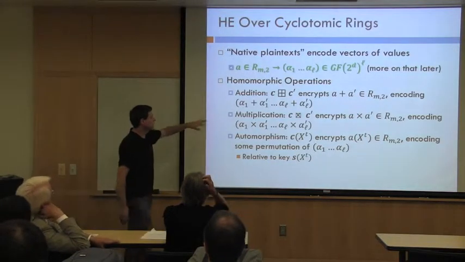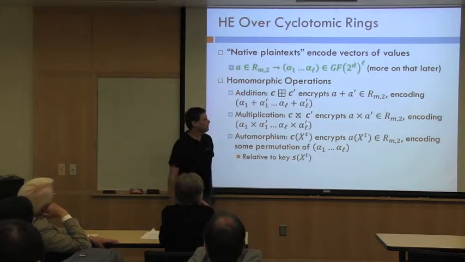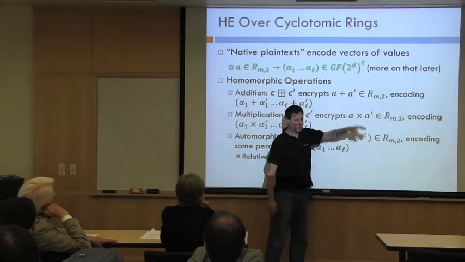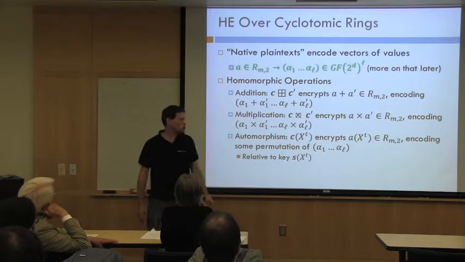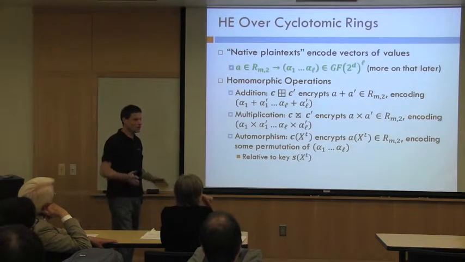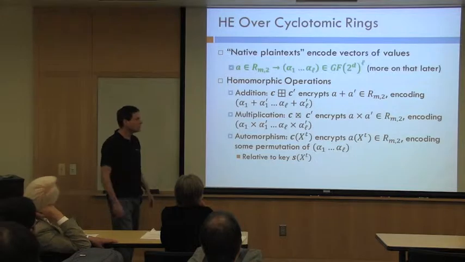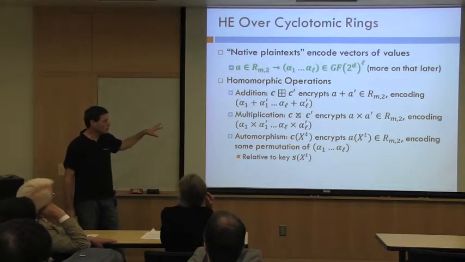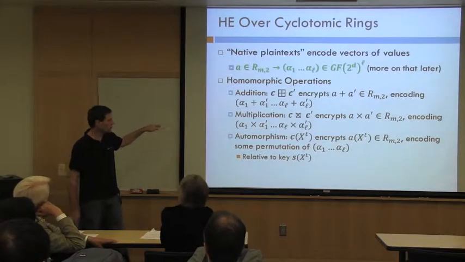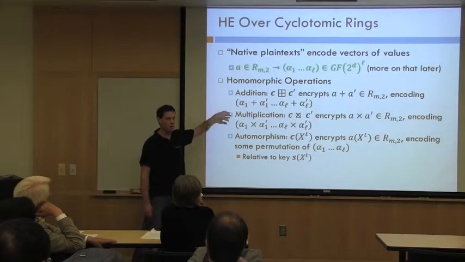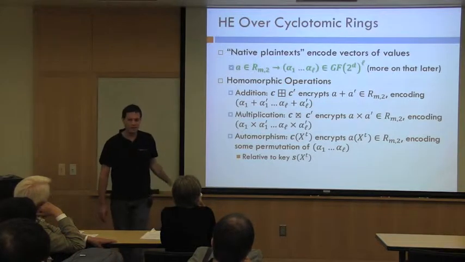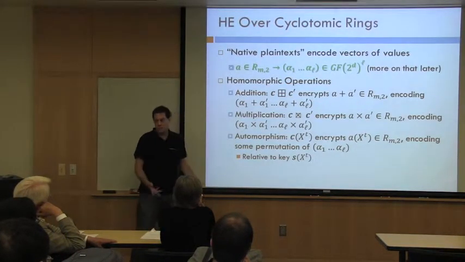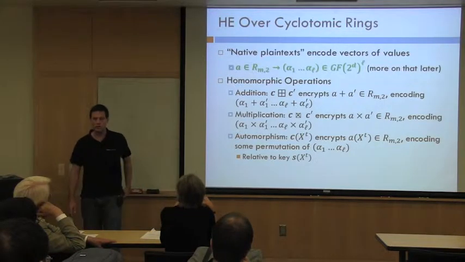Every native plaintext encodes a whole bunch of elements from some extension field, GF(2^D) for some D, and L of them for some L. Is your m odd? m is going to be odd, even though in a couple of slides there would be a sub-bullet saying from now on let's assume that m is odd. You can do the same thing when m is even, but then you have ramifications and you can basically lose out on efficiency parameters.